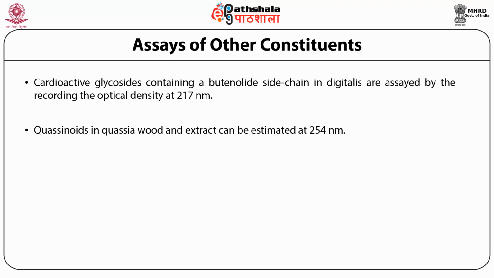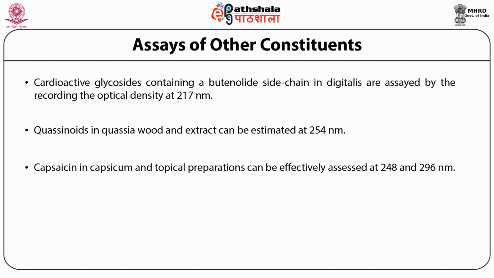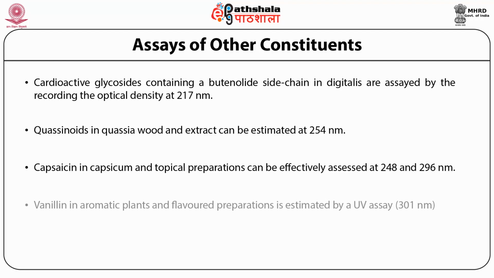The third example is that of capsaicin, which is present in capsicum and in several of those topical preparations that use capsicum or capsaicin. In these preparations and products, capsaicin can be effectively assessed by UV spectroscopic measurements at 248 and 295 nanometers. The last example is that of vanillin, which is present in several aromatic plants and in flavored preparations. In these preparations, vanillin content can be estimated fairly accurately by UV assay by recording optical density at 301 nanometers.